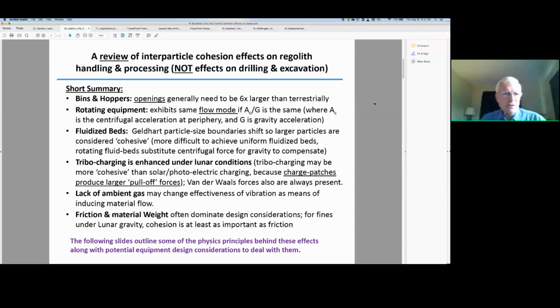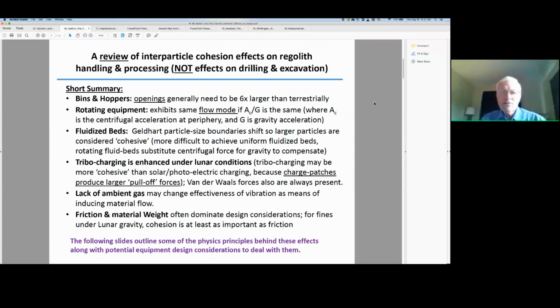But a short summary of what I'm going to talk about today, a little review of bins and hoppers. And the bottom line is, if you go to the moon and you have 1/6 gravity, you need to have openings that are 6 times larger if you want to get it to flow reliably. Rotating equipment, we have scaling rules. If you have rotating equipment like a rotating drum or a screw auger or something like that, you want the centrifugal acceleration at the periphery divided by gravity to be about the same as it is on Earth to get the same mode of flow.